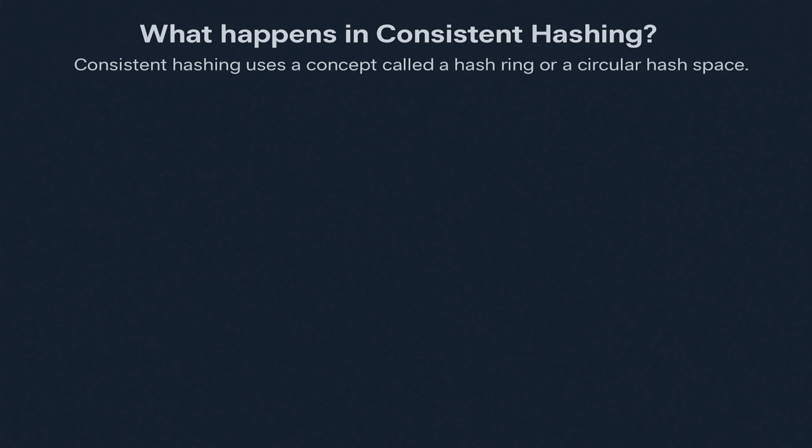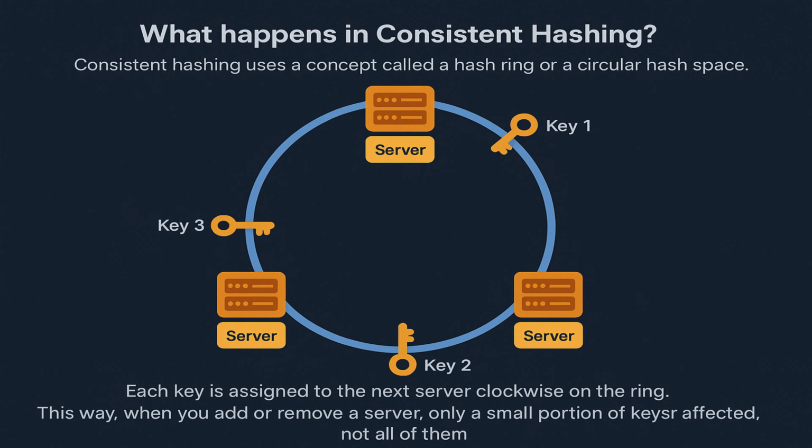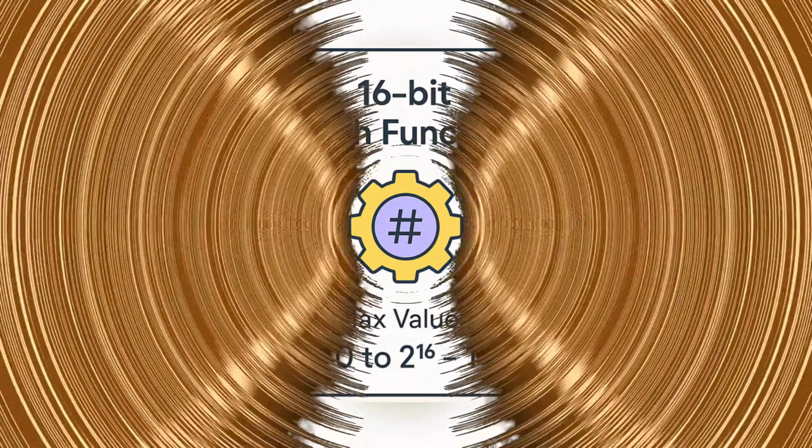Consistent hashing uses a concept called a hash ring, or a circular hash space. The basic idea is that both servers and keys are placed on a circular ring using a hash function. Each key is assigned to the next server clockwise on that ring. This way, when you add or remove a server, only a small portion of keys are affected, not all of them. Now let's see how we can actually build a hash ring.